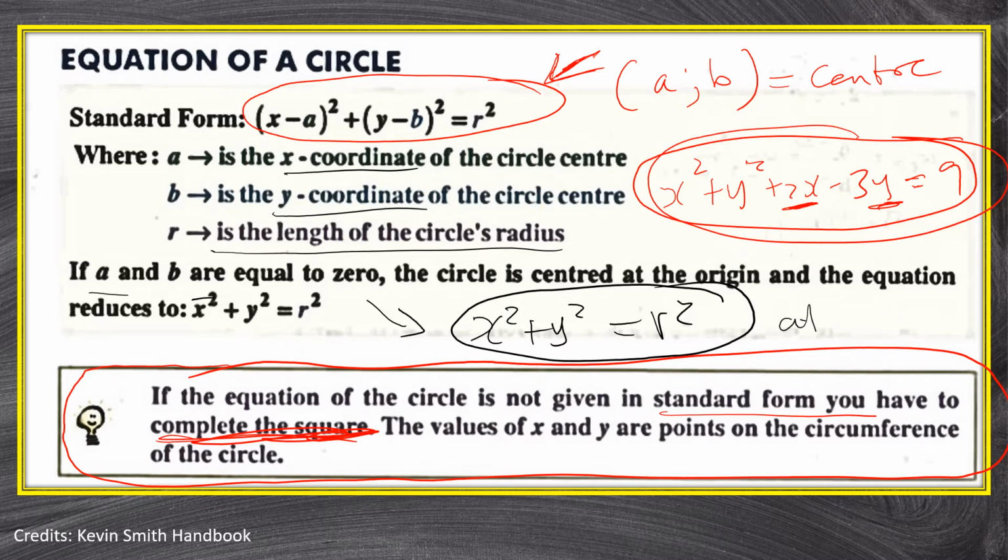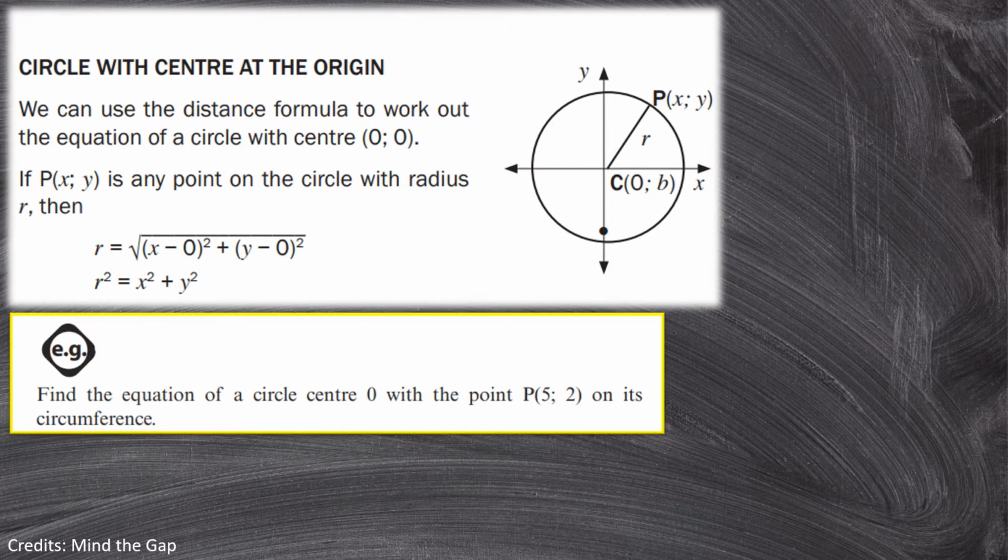Okay, let's quickly go and look at those different types of circles. Let's quickly start with the circle that has a center at the origin, although I've already shown you that just now with that example. But let's just emphasize this.